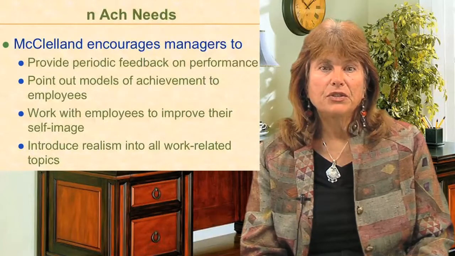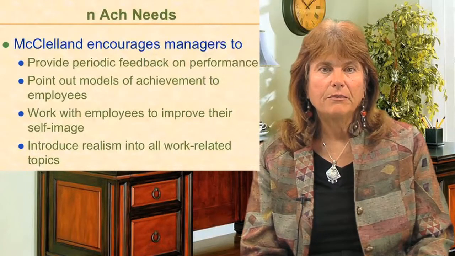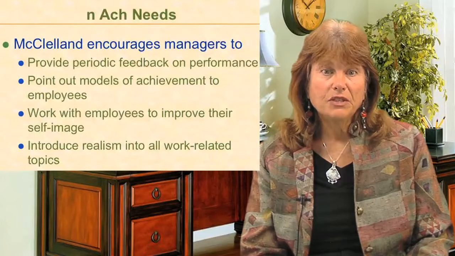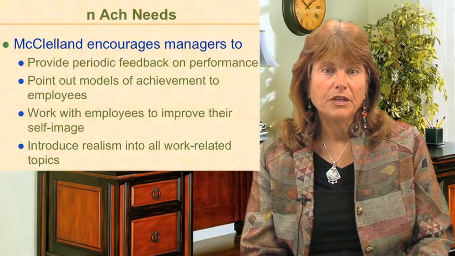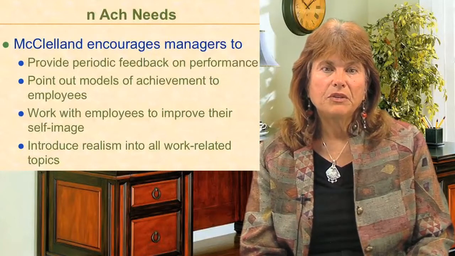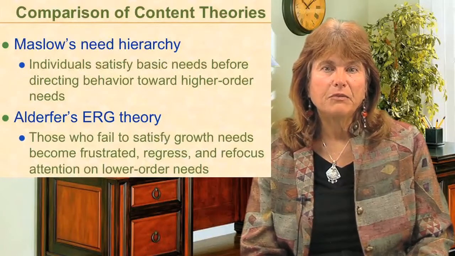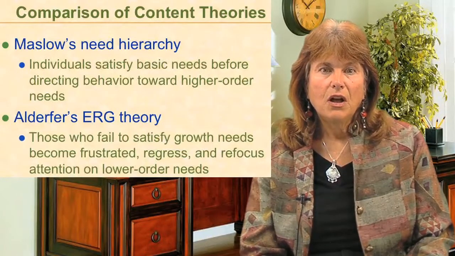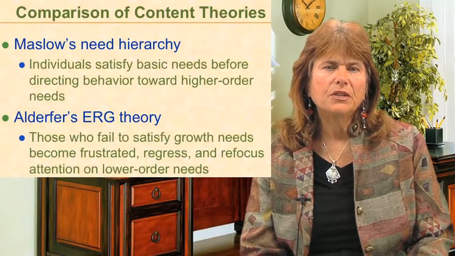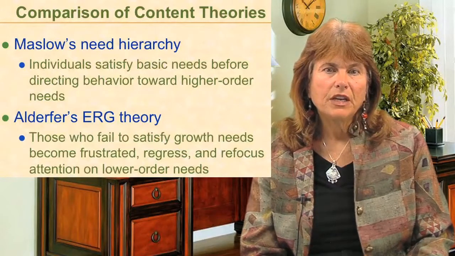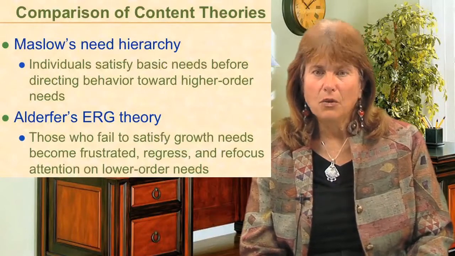McClelland encourages managers to give feedback on performance, point out models of achievement to these employees, and work with them to improve their image. He really introduced more realism into the work-relatedness topic when people started going, yes, there is a need for achievement here. When you compare content theories, Maslow is looking at identifying basic needs before directing behavior towards higher order needs. Alderfer says those who fail to satisfy growth needs become frustrated and regress to lower order needs, which is similar to what Maslow said. You can't go on to a higher level need until the lower level ones are satisfied.